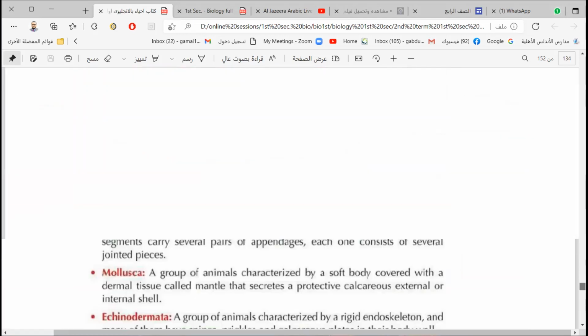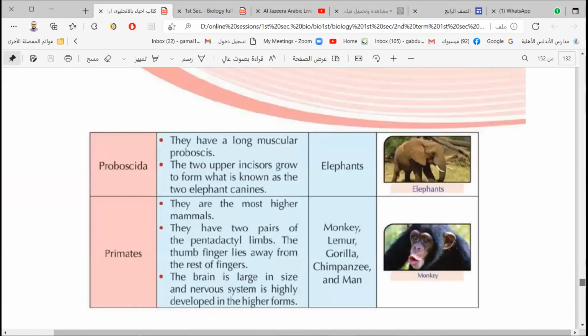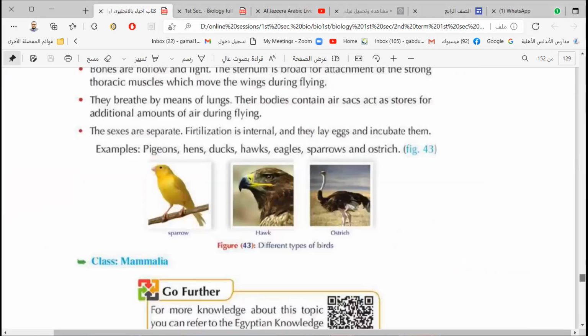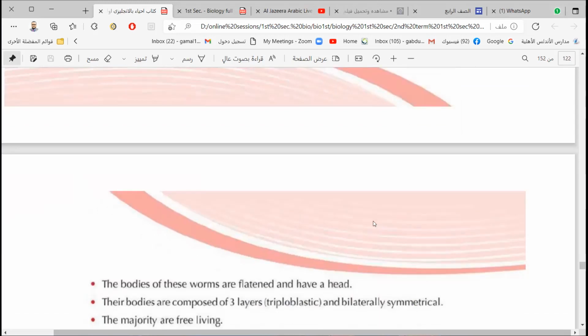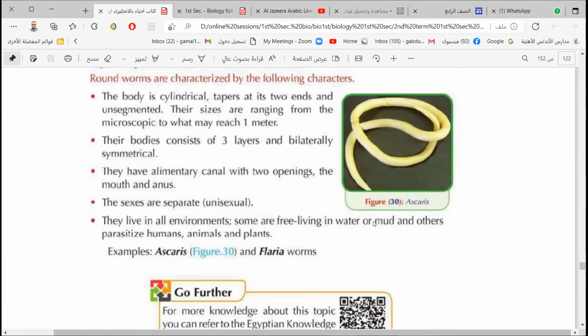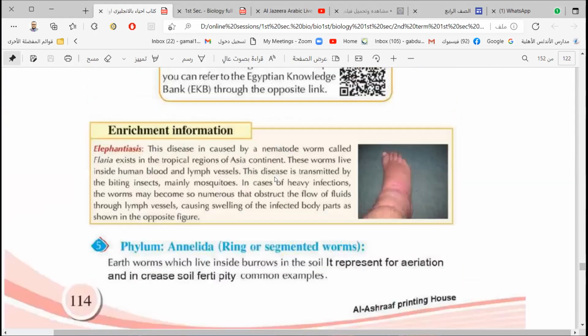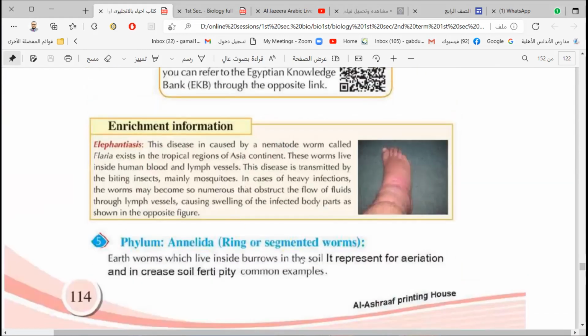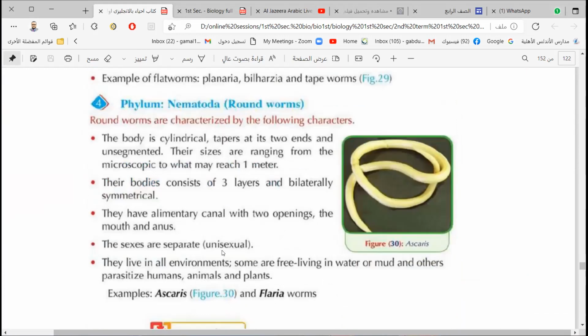In studying the worms, we have here the nematoda or roundworms and annelida or the segmented worms, the ring or segmented worms. The difference between annelida and the nematoda: we can differentiate between them by main characteristics.